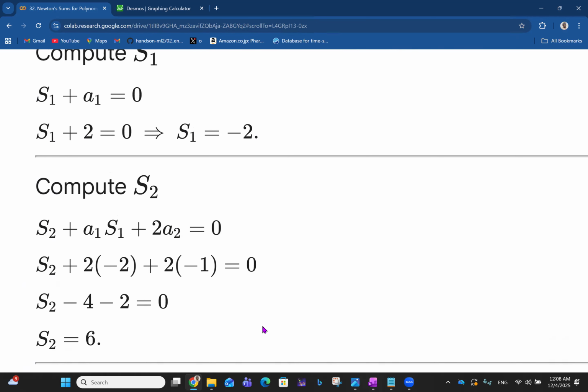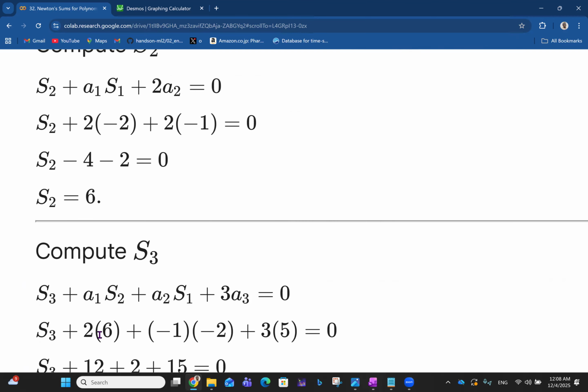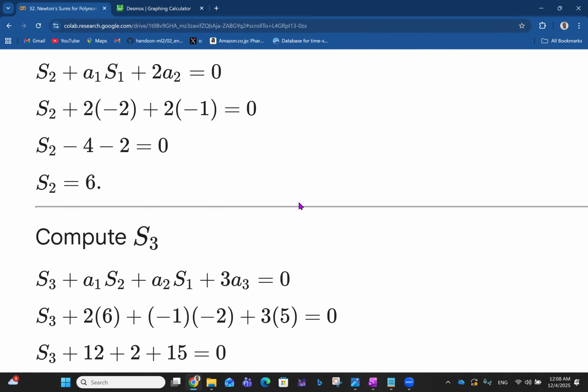Next, we have S2 plus A1 S1 plus 2A2 equals 0. So that's S2 plus 2 into minus 2, that's S1 now, plus 2 into A2, that's minus 1. So that'll be S2 minus 2 minus 4 minus 2 equals 0. That's S2 equals 6. Next, we have S3 plus A1 S2 plus A2 S1 plus 3A3 equals 0.